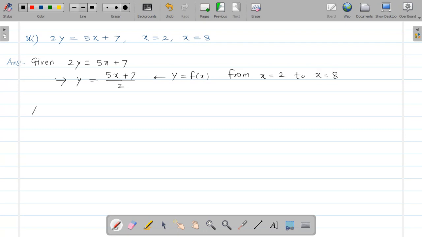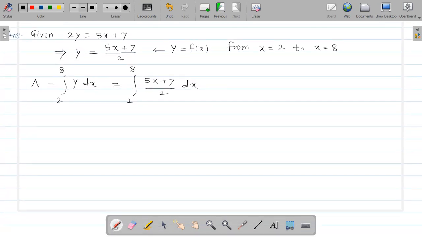Now to get the area of the required region, area A is equal to, we have to integrate from 2 to 8 of y dx. Now here in this case it is from 2 to 8, y is what? (5x plus 7) upon 2 dx. Now to evaluate this integration, first of all we will take 1 by 2 outside of the integration, into the integration from 2 to 8 of (5x plus 7) dx. Now see, just you have to integrate this. Now 1 by 2 as it is, now into integration.